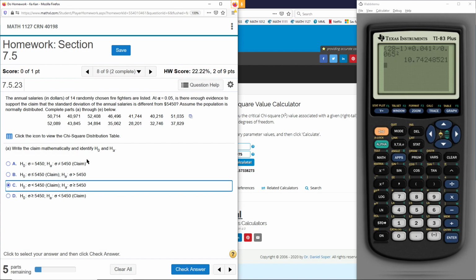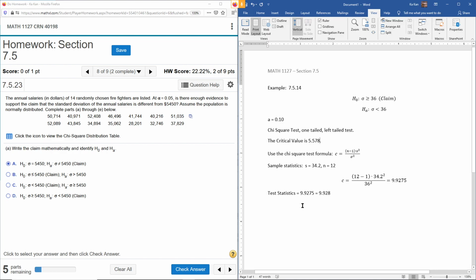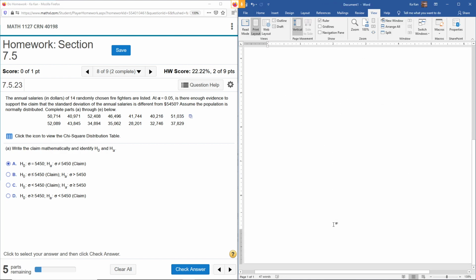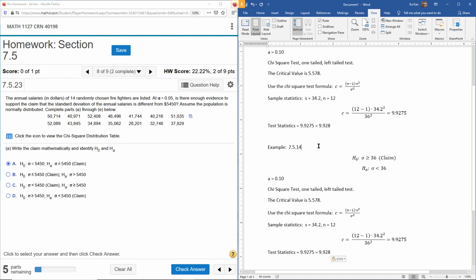Now let's look at this one. Let me just copy some of these right here. So the new problem is example 7.5.23. In this case, we have a whole lot of numbers that we gotta type in, but that's all right. We'll type it into the calculator. So first, let's look at the problem. It says the alpha is 0.05. That's the level of significance.